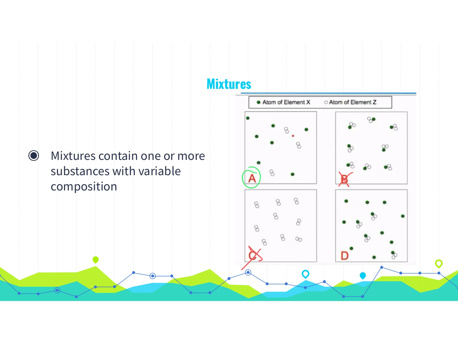And if you look at D, you have a mixture of this molecule right here, as well as element X on its own. And so in this case, A and D would be our mixtures.